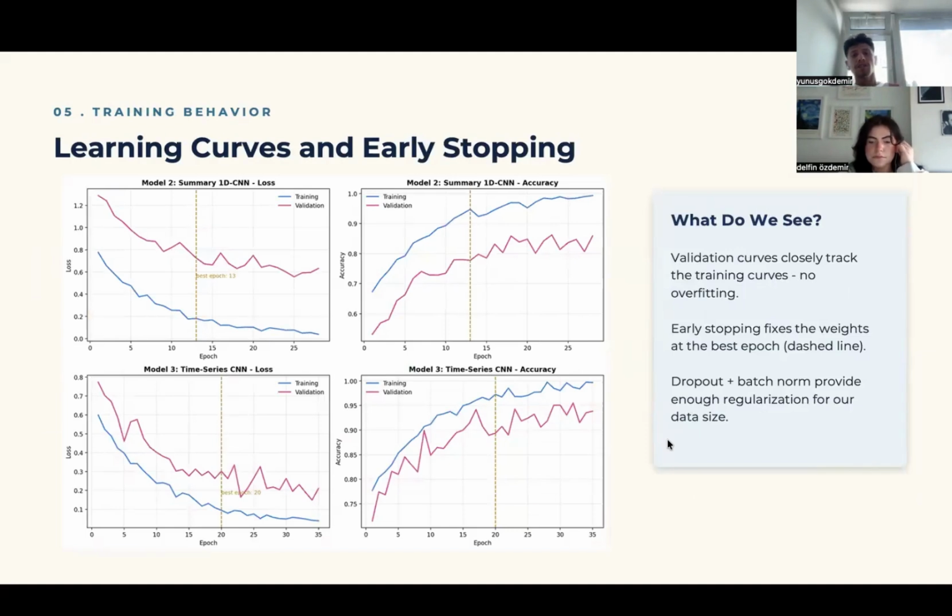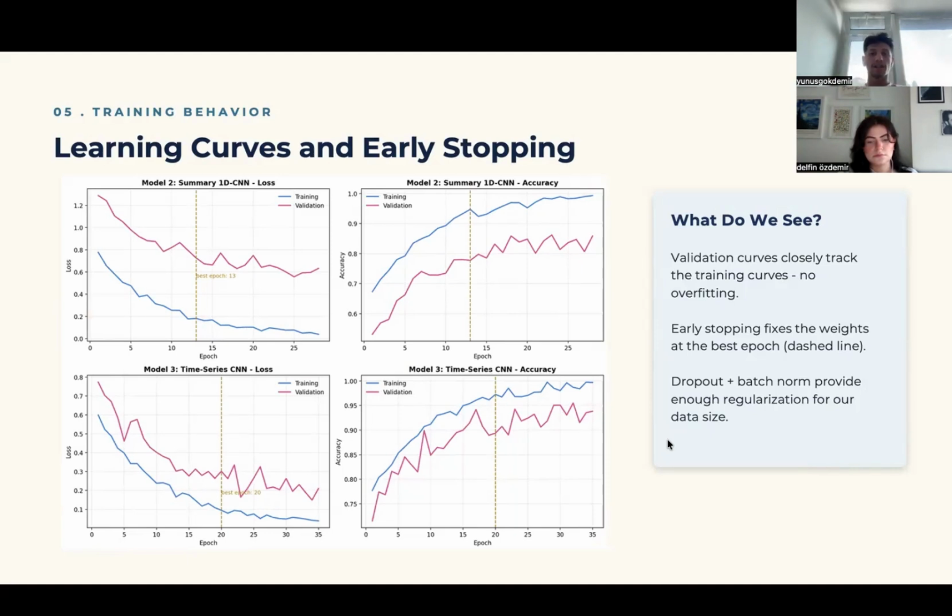These are the learning curves. Blue is training, pink is validation. For the neural network, the thing to notice is that the validation curves track the training curves closely. This is a healthy sign. It means the model is genuinely learning to generalize the patterns, not just memorizing the training data. If we were overfitting, you would see the validation curve flattening out or getting worse while the training curve kept improving. And we don't see that.